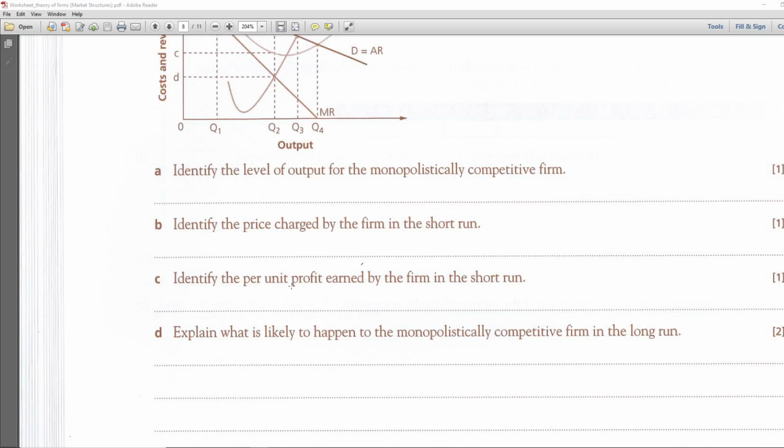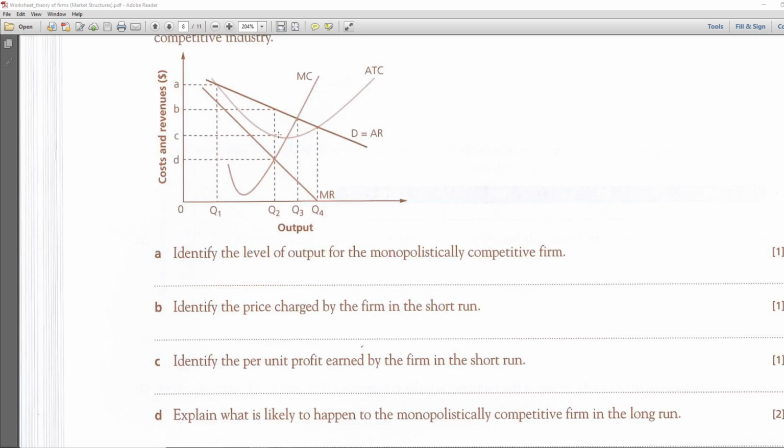Question C, identify per unit profit. So what is the per unit profit here that we are earning in the short run? Question C. Okay, thank you, Andrik. Oh wait, Kirsty, I don't think you need to use B minus C and then divide it by Q2, because B minus C is already the average profit.